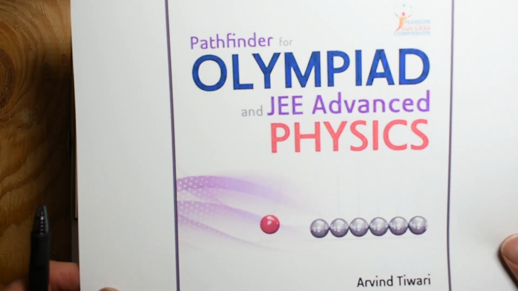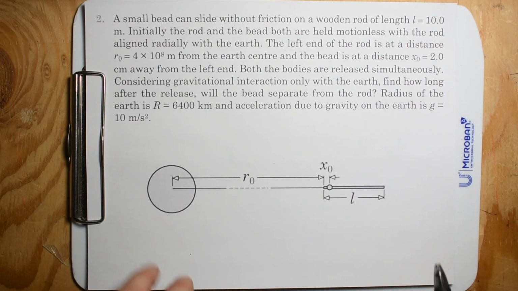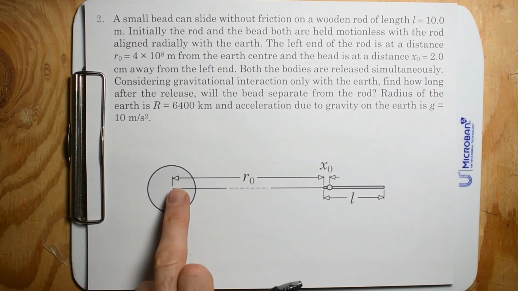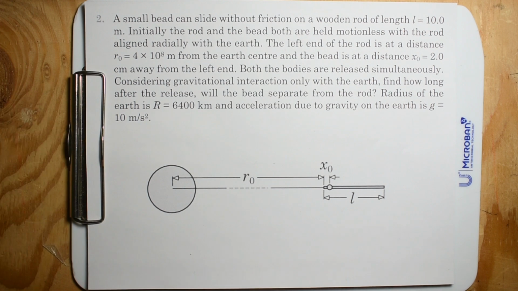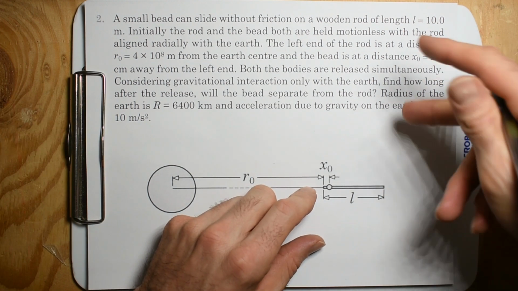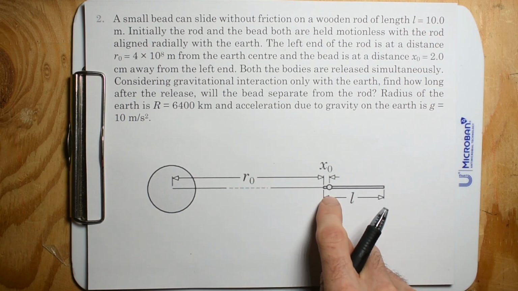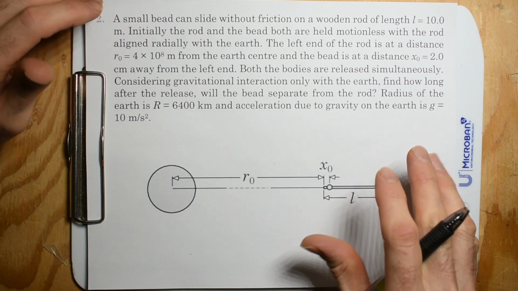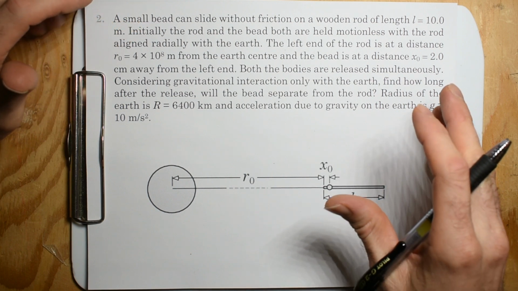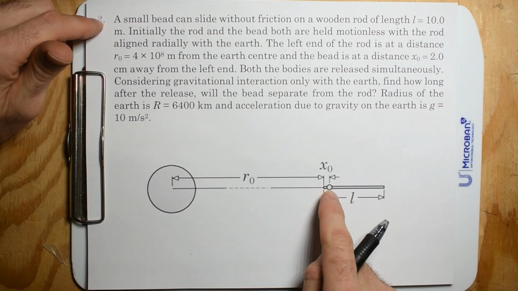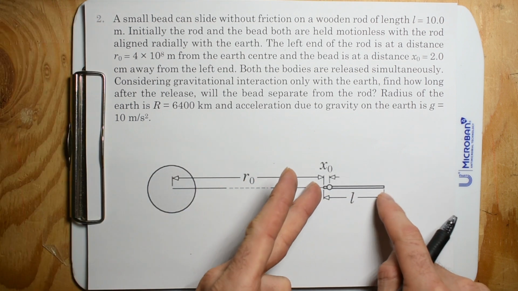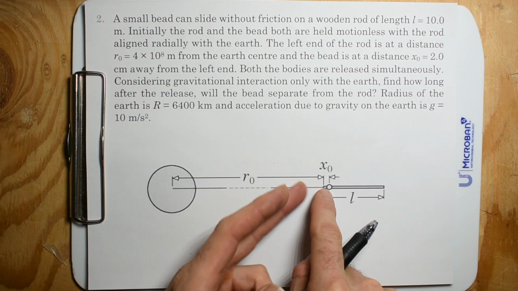So this is a problem out of the Pathfinder. Now, this is a gravitational problem. This is the Earth right here. And what we have is a rod that's 10 meters long, and it has a bead. The first thing that I ran into, because I did this problem where I thought this bead was 2 meters. So this is 10 meters, and I thought this bead was 2 meters from this end.